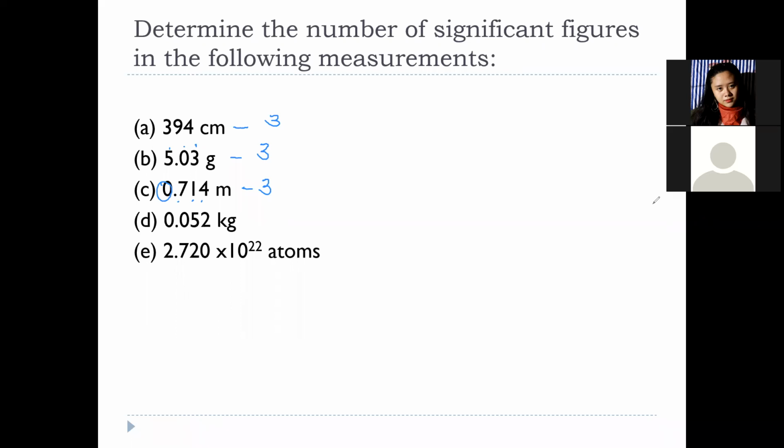Okay, Marie, we have 2. Very good. So again, the leading zeros are not included. So we will start here with 5 and 2. That is why the correct answer is 2.